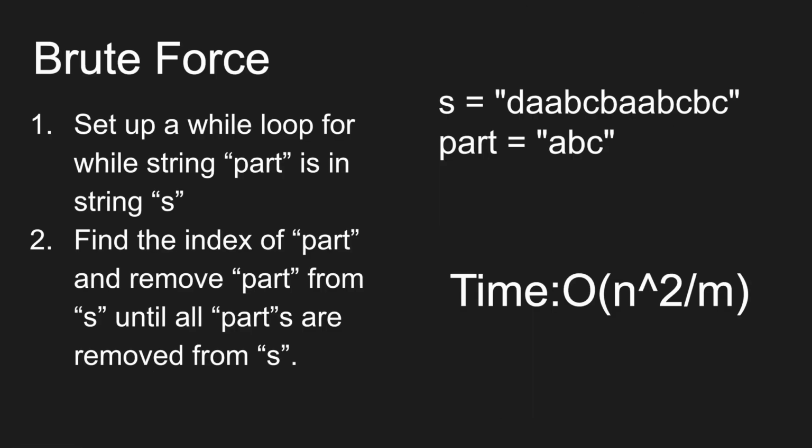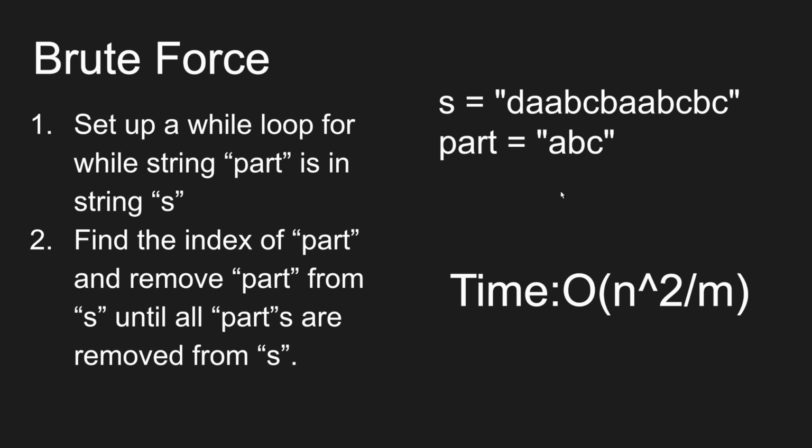For the brute force approach, we can set up a while loop that will continue iterating as long as the substring part is in string S. And at every iteration, we want to find the index of the first character of part, and then we want to remove the entire substring from S. And then we continue doing that until all the substring part is removed from S. And then we can return the resulting string.